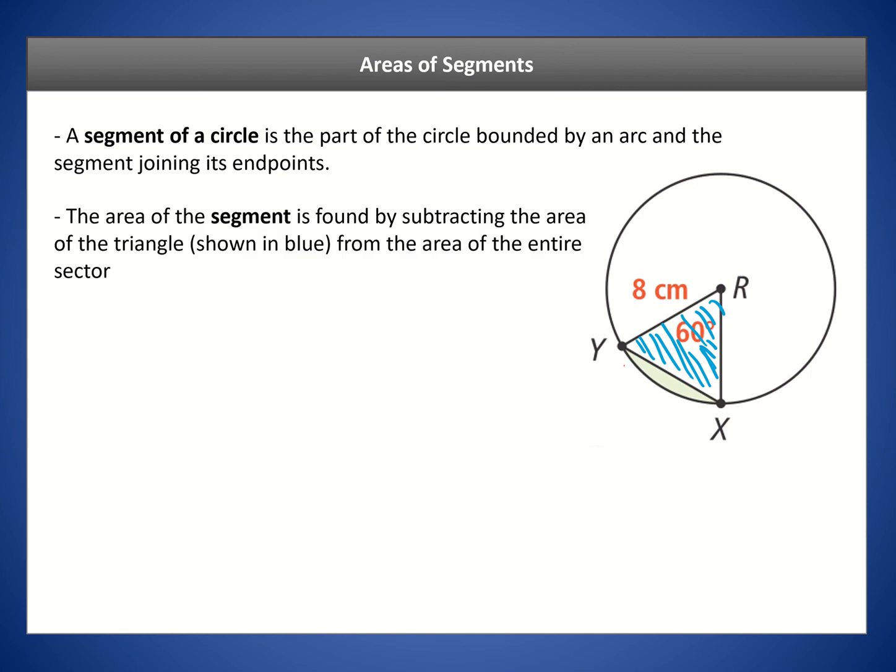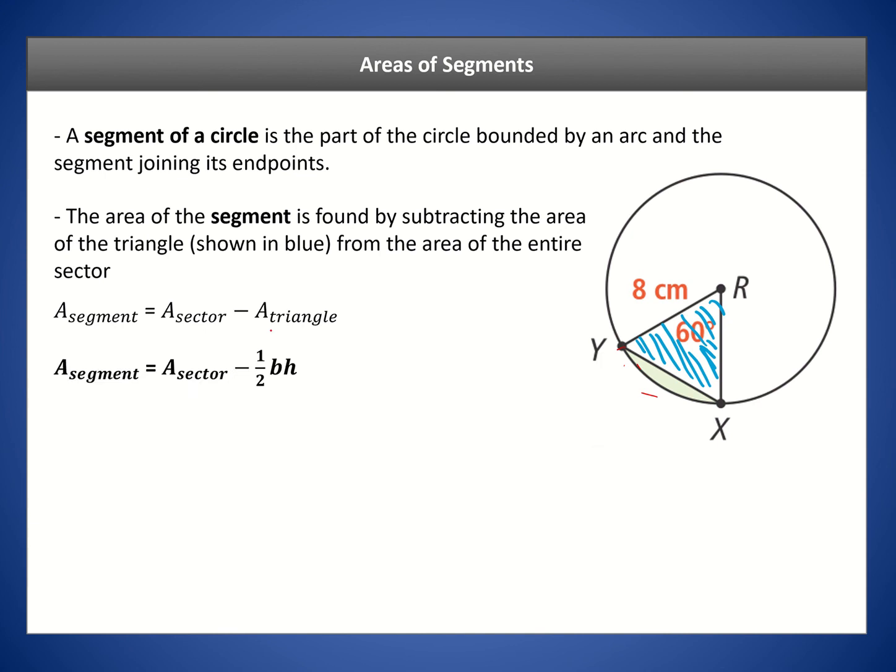The area of the segment is found by taking the area of the sector, which is this whole thing, minus the area of this triangle, and that gives us this small green area. So take the area of the triangle, subtract it from the area of the sector, and this is the formula for the area of the segment, which kind of makes sense. Take the whole area minus this little blue area, and that gives you the green area.